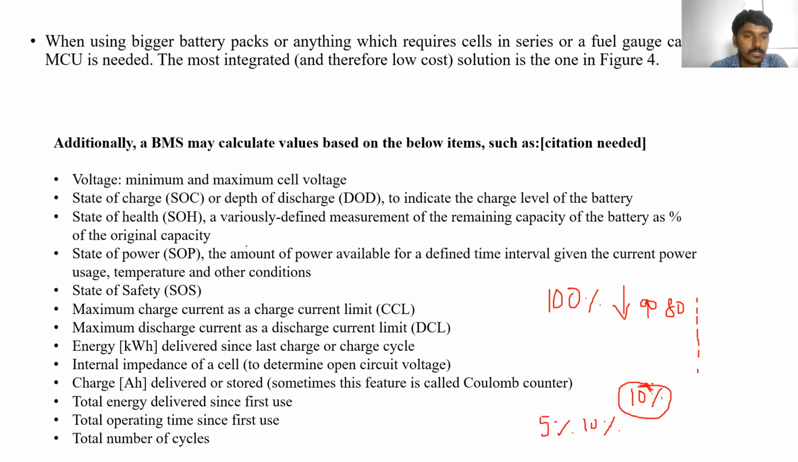Okay, next, state of health. The battery health, the battery condition. What will be the battery condition? What will be the lifetime of the battery? This should also be monitored by the battery management system. Next, state of power. What will be the maximum power capacity of the battery? What will be the maximum power density of the battery? What will be the energy density? All these things should be monitored by the battery management system. Also, it should monitor the temperature.